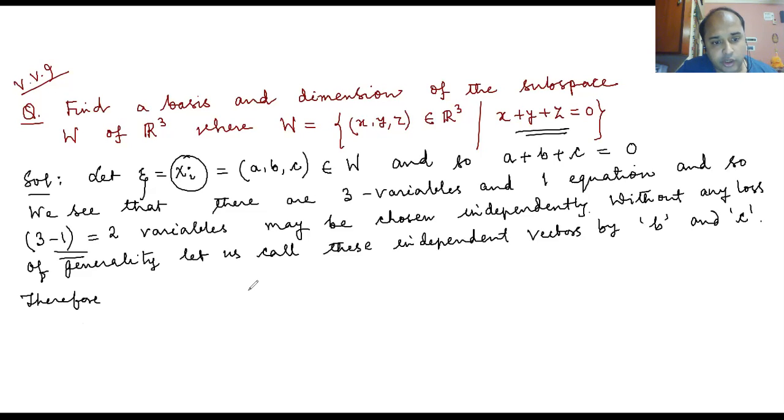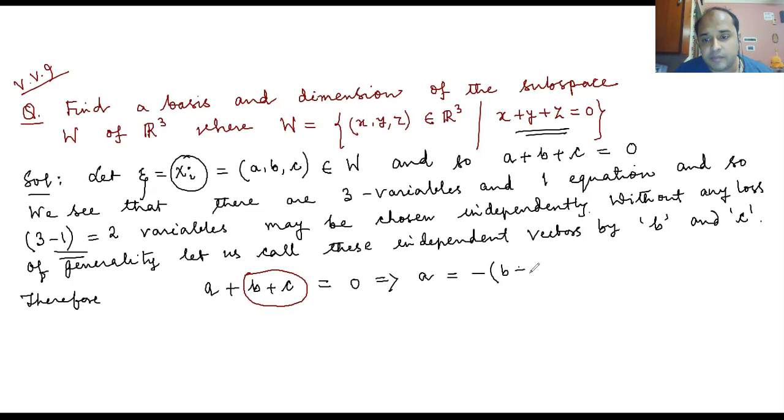if we talk about this equation A plus B plus C equal to 0, and if these two variables are chosen independent, that implies that A can be expressed as minus B plus C. A can be expressed as a linear combination of these two. And therefore the vector xi takes the form A comma B comma minus A plus B. That is your vector.